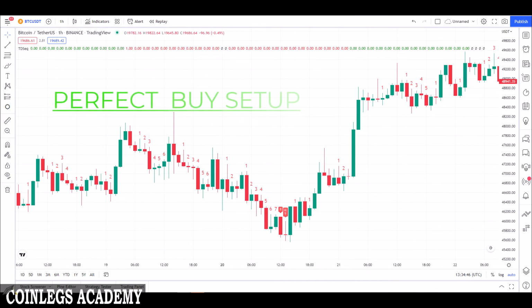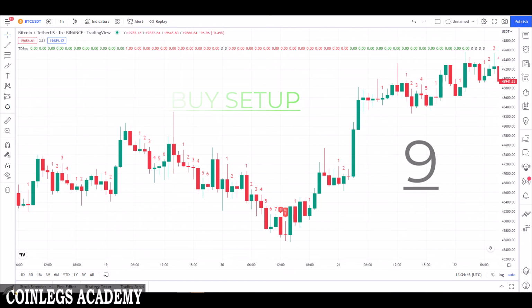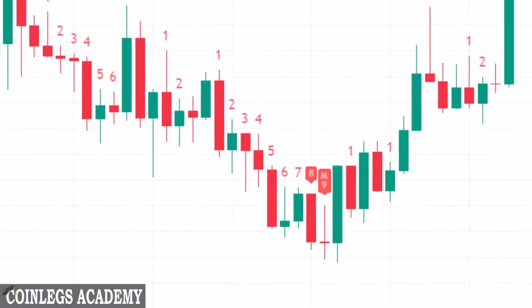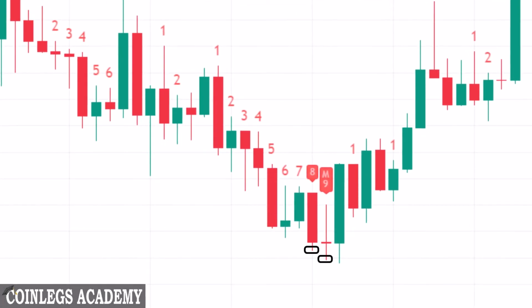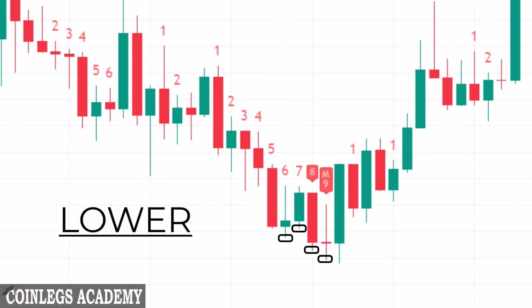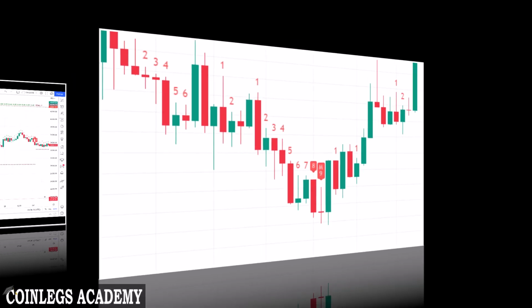For the perfect buy setup, when the count is completed to 9, the lowest level ever seen by candles 9 and 8 must be lower than the lowest level that candles 6 and 7 have seen. TD Sequential shows us the perfect buy setup with a marker on 9 like this.